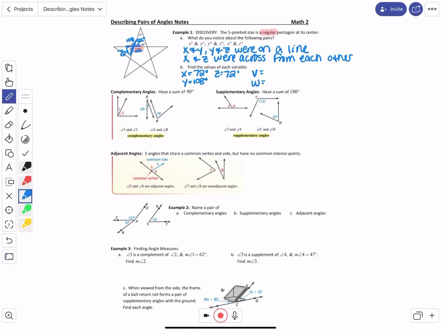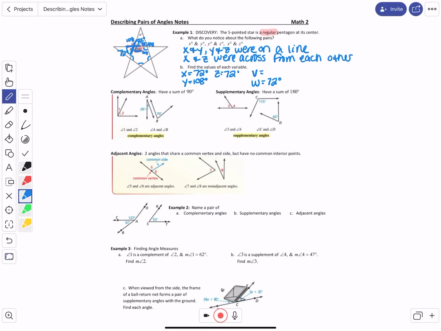Well, we know that all of the angles inside the pentagon are 108, okay? And this little symbol here means that we have congruent angles, okay? So if we know that this was 108, we know this angle is 108 because those are across from each other. Then that angle has to be 72 right there. So W has to be 72.